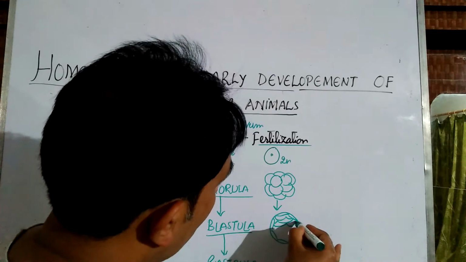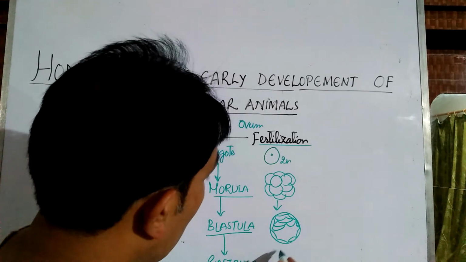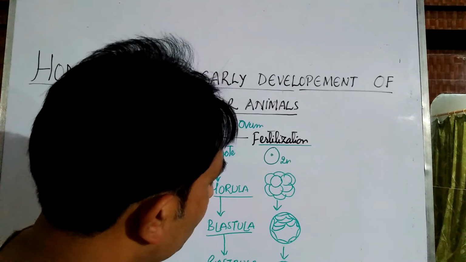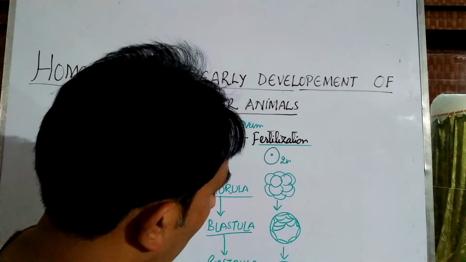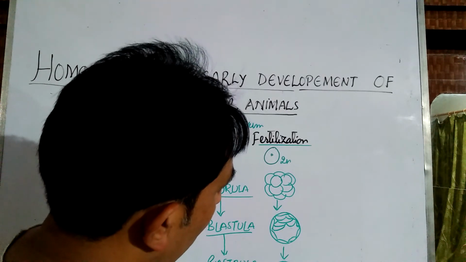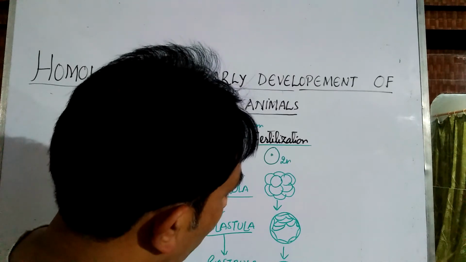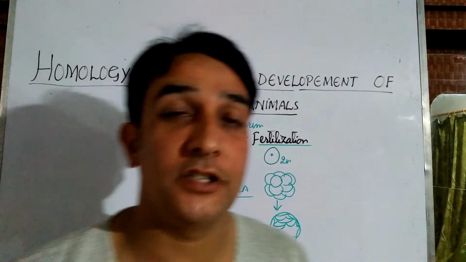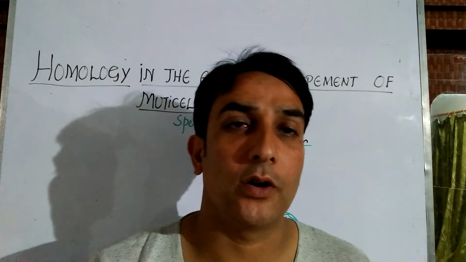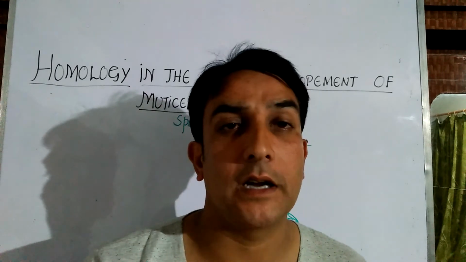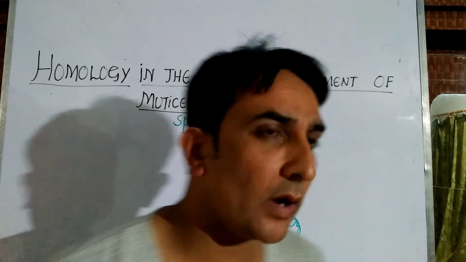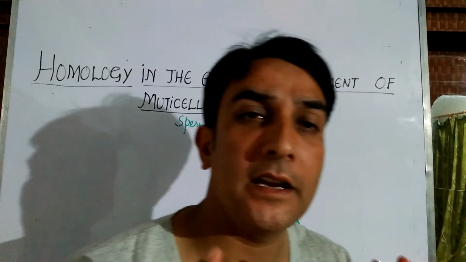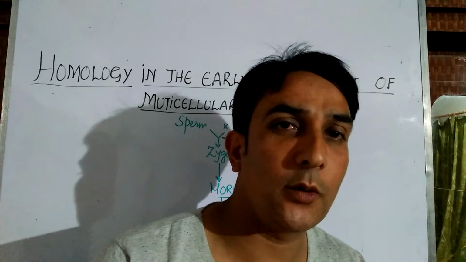This blastula has a cavity which we call blastocoel, and then this blastula ultimately changes into the gastrula. This is the gastrula, in which you will see the morphogenetic movements start, and the morphogenetic movements will establish the three germ layers, that's the ectoderm, endoderm, and mesoderm, from which all the organs of the body are derived.